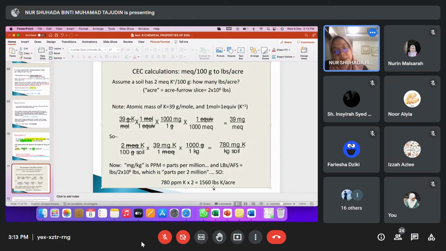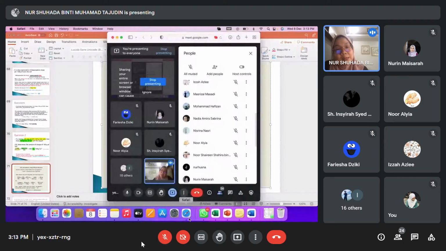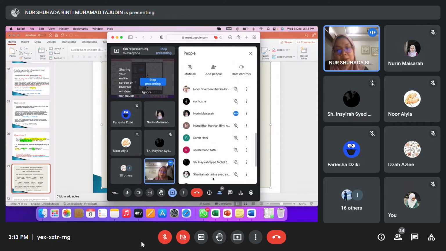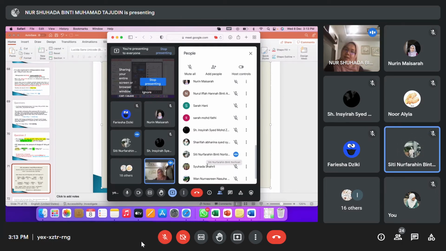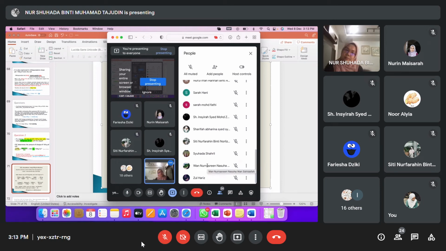Kalau nak check clear ke tak, tanya Nurin. Nurin clear ke Nurin? clear. Okay, Farahin. Jarang panggil Farahin. Siti Farahin clear tak? Clear doktor. Syuhada? Clear doktor. Kalau clear ulang balik.